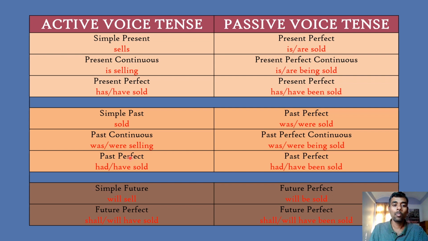The vendor was selling vegetables. Vegetables were being sold by the vendor. The vendor will sell vegetables. Vegetables will be sold by the vendor. So you see how the change happens from the active to the passive voice.